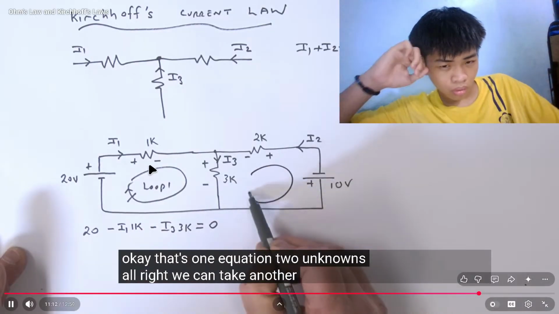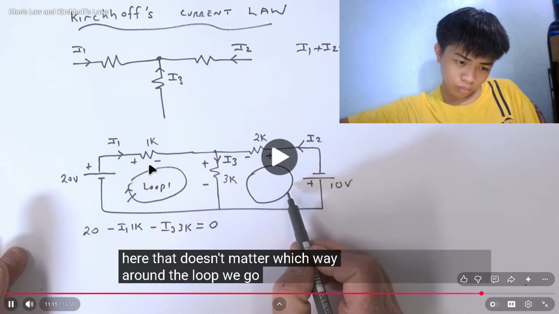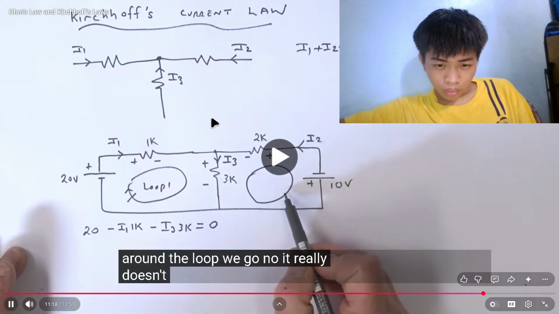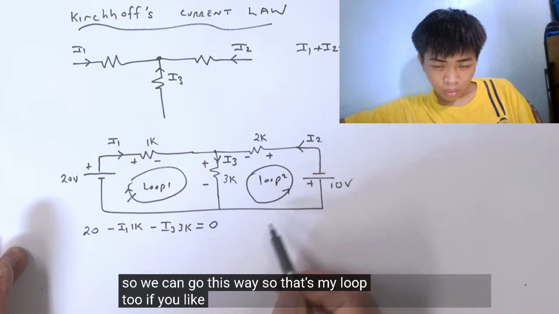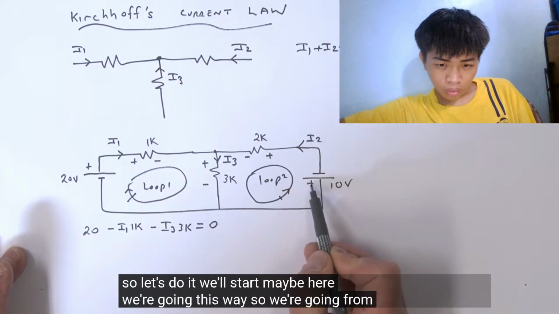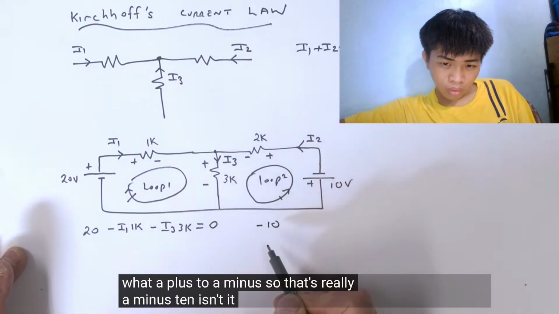All right, we can take another loop over here. Does it matter which way around the loop we go? No, it really doesn't. So we can go this way. That's my loop 2, if you like. So let's do it. We'll start maybe here. We're going this way, so we're going from a plus to a minus. So that's really a minus 10, isn't it?